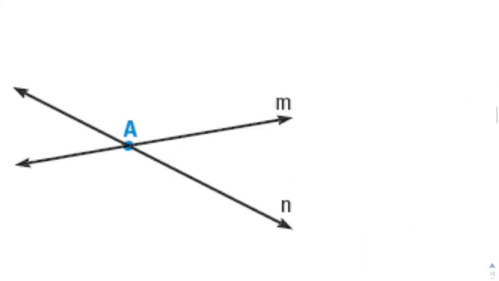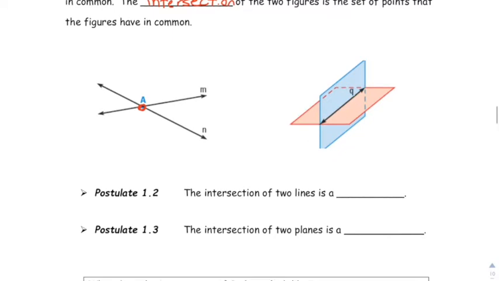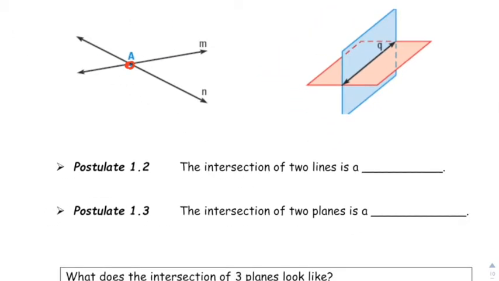So here you've got an example of two lines intersecting. We already kind of talked about that. It's at a point. Two planes intersecting, it's got to be a line. The intersection of two lines is a point. The intersection of two planes is a line.